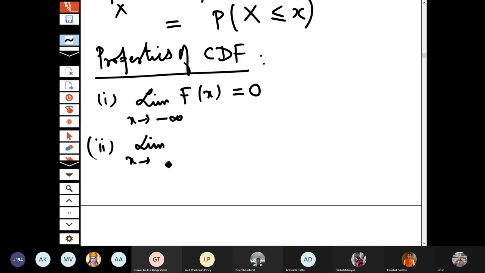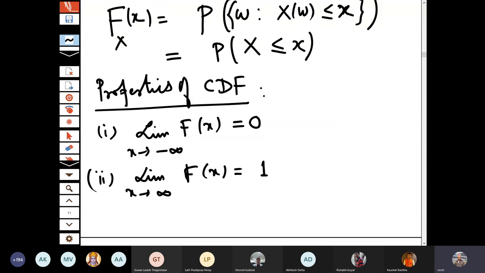Then the limit of F(x) as x tends to plus infinity is 1. So again, as x tends to infinity, all the points of the sample space will be included, so the probability must become 1.